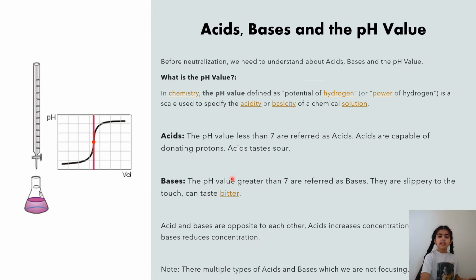Bases. The pH value greater than 7 are referred to as bases. Okay friends, so we saw the acids, right? The pH value less than 7 are acids. But for bases, you got it, that's the opposite. Okay, so for acids we know the pH value less than 7 and for bases the pH value greater than 7.